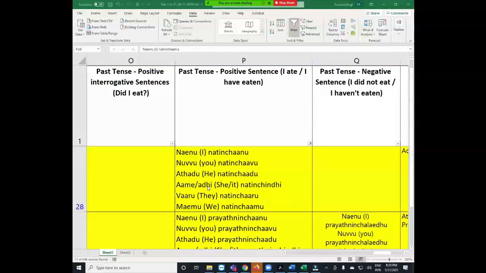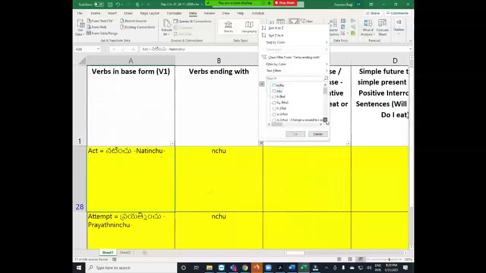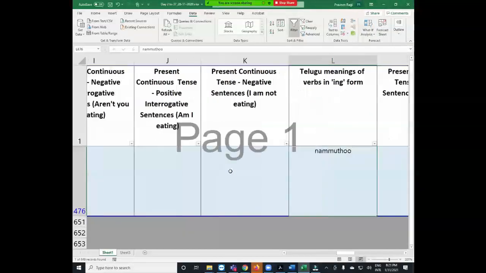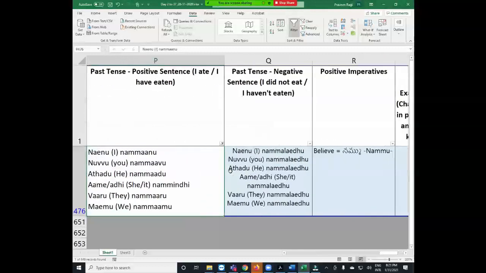Let's look at another type. We have verbs with, let's take, mu. I sort by mu. I found only one verb, but if in the dictionary or somewhere you find additional verbs with mu ending, you can conjugate them with the same formula. Here I have already conjugated it in the first column. For example, positive sentence, I ate: Nenu nammanu. If you find any other verb with a similar ending, you can apply the same style.